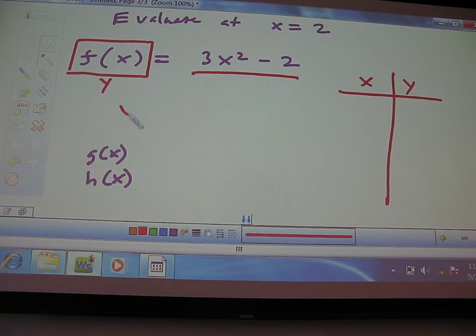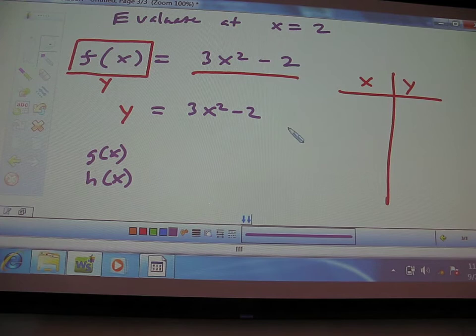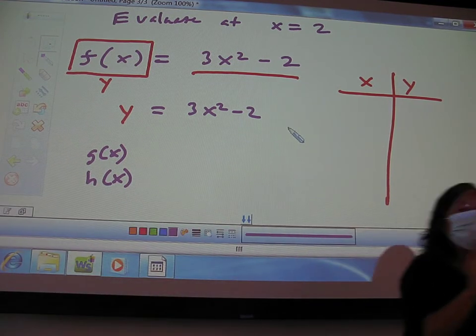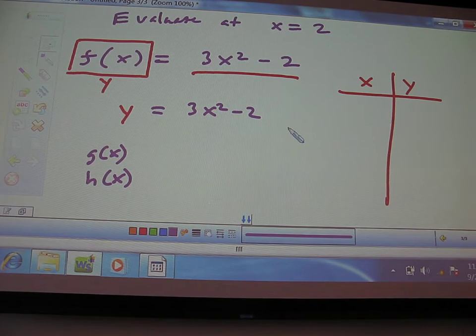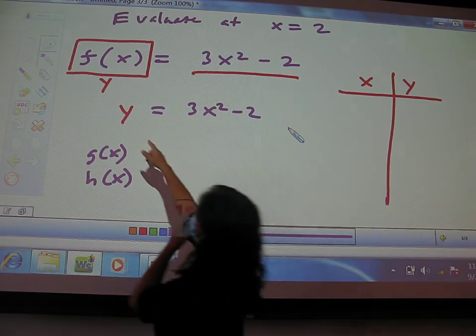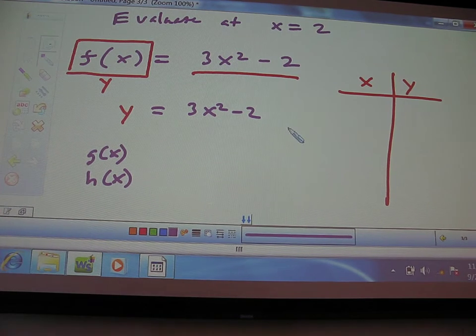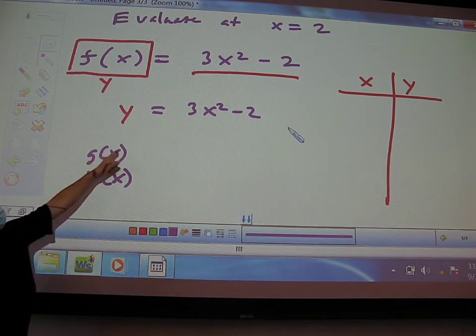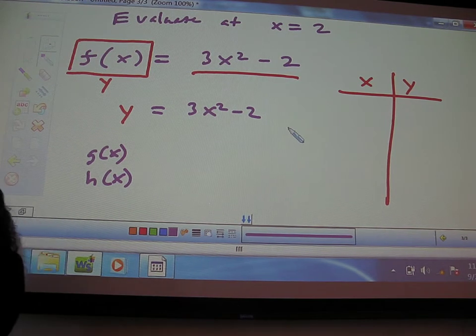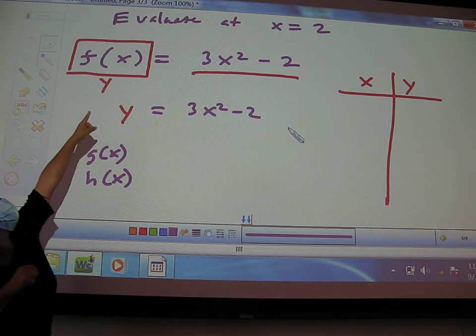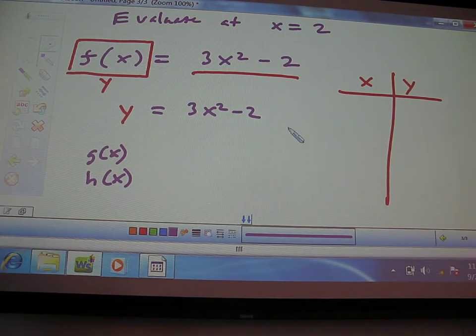I could say y equals 3x squared minus 2. You guys have seen that before, right? y equals something, right? So f of x is really just a fancy way of saying y. y and f of x are the same thing. x is just the little thing inside the parentheses. So remember, f of x is y. Is everyone on board with that?